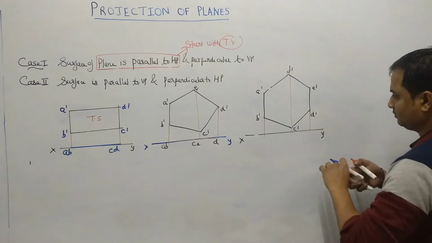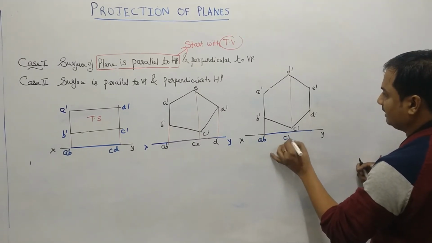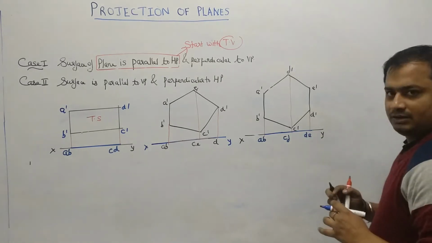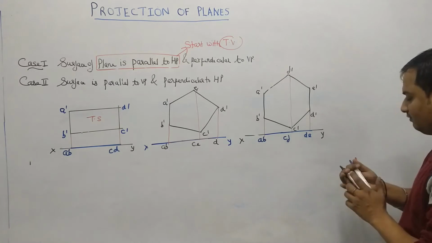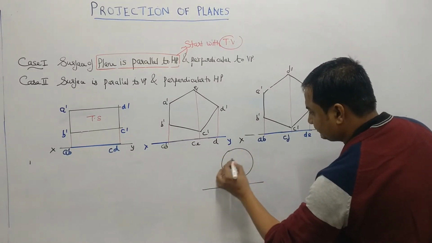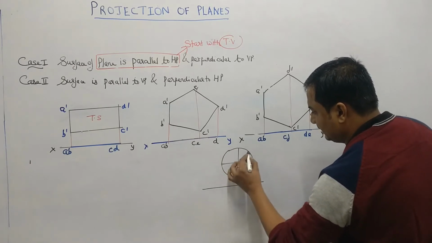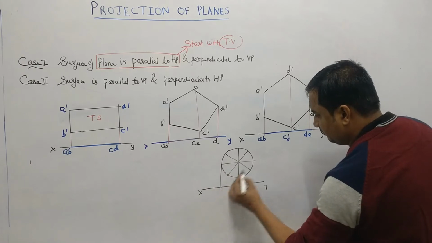This is my projector. So this will be my top view, which will be a line. So this is my A, B, C, F, and this is E, and this is E. And similarly for the circle, you can draw for the circle. The front view will be a circle with 8 equal parts. This is my XY, and the top view will be a line.